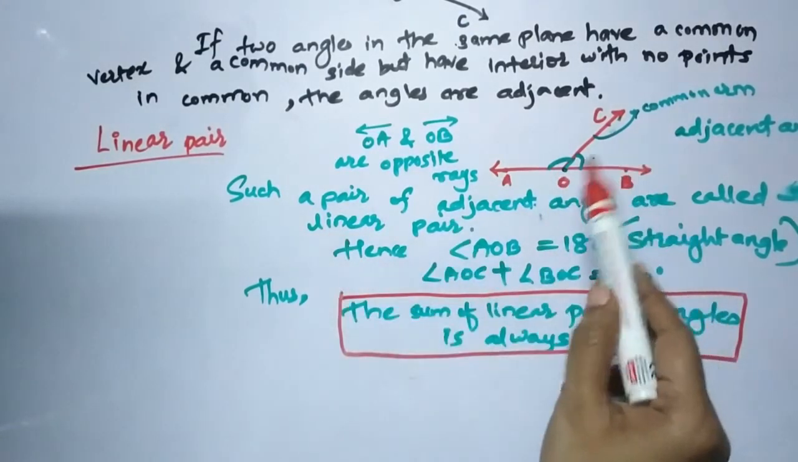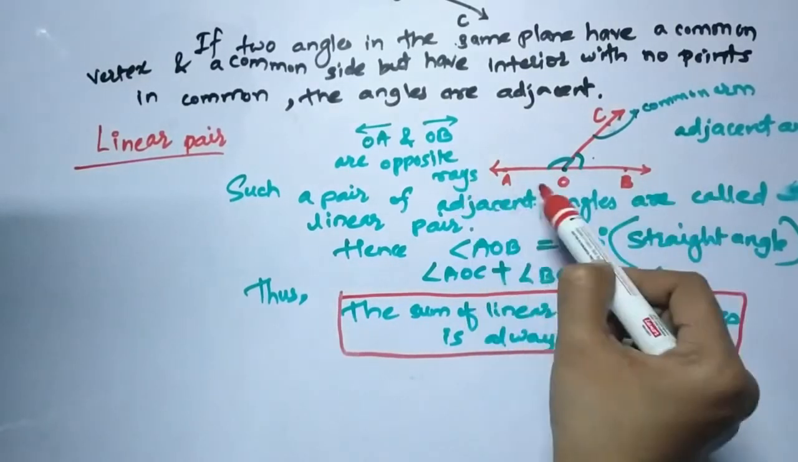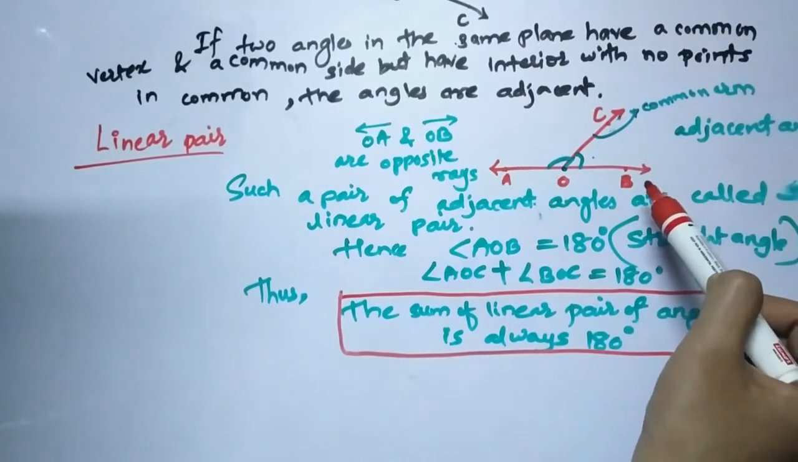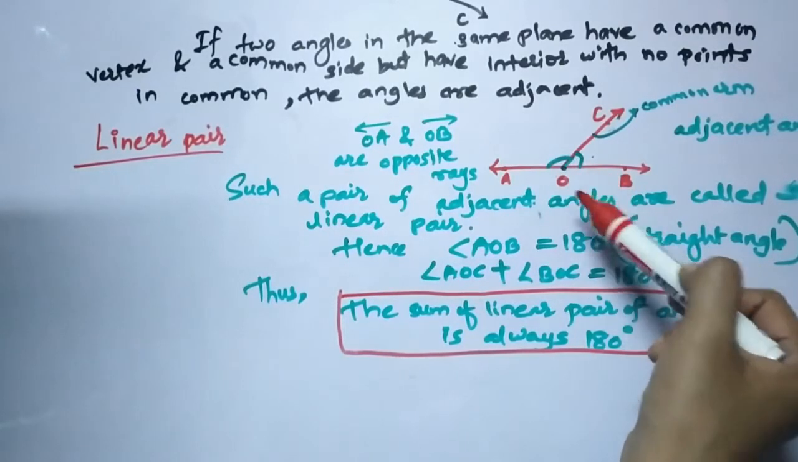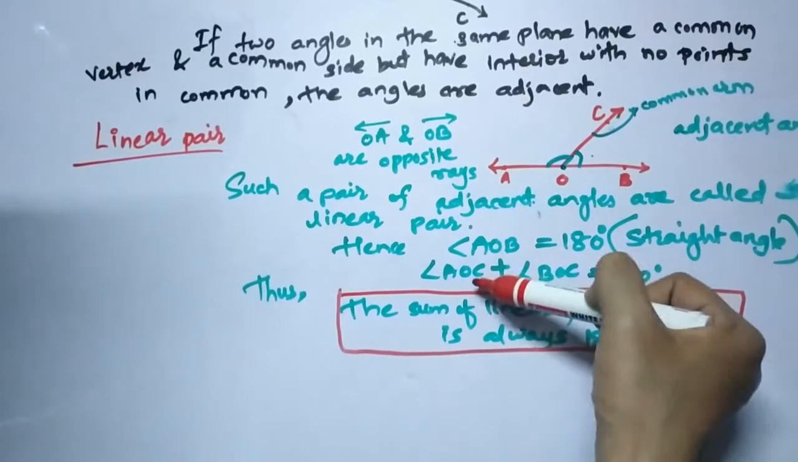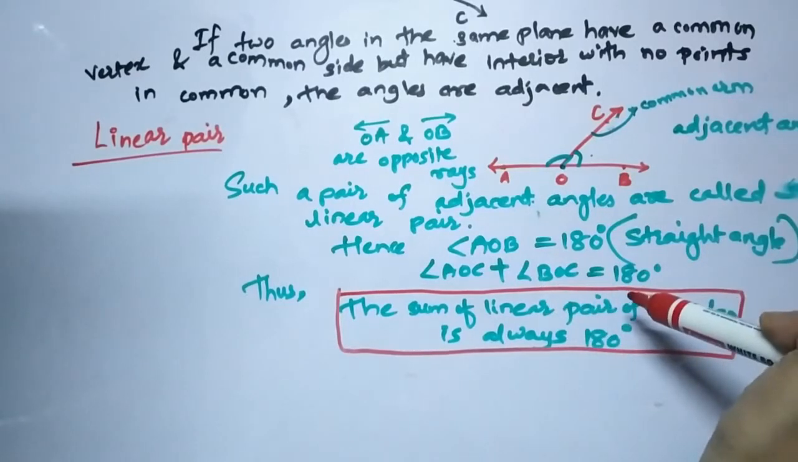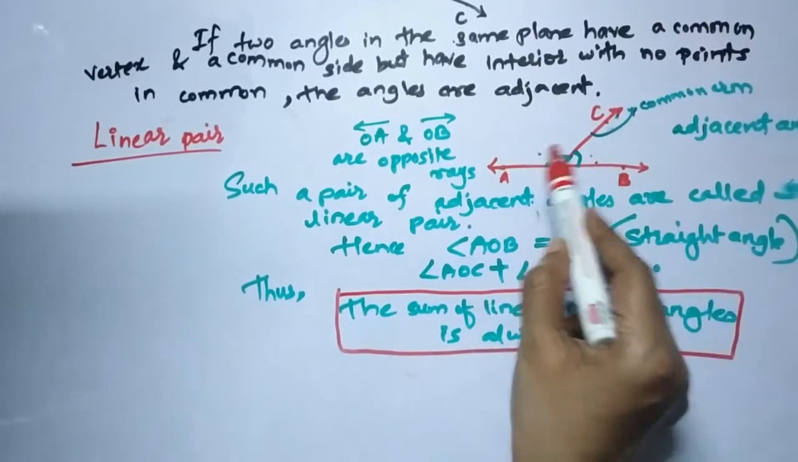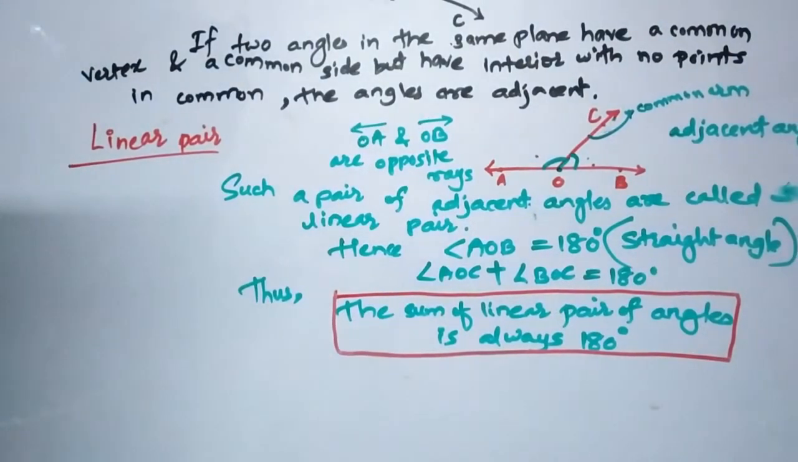As we have stated here, these are two opposite rays, and if you observe carefully, AOB is a complete straight line, forming a straight angle. So this is a straight angle AOB, which is 180 degrees. Instead of writing AOB, I can write it as made up of AOC plus BOC, which is equal to 180 degrees. So these two linear pair angles sum to 180 degrees.